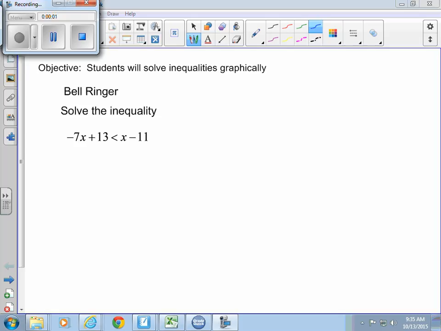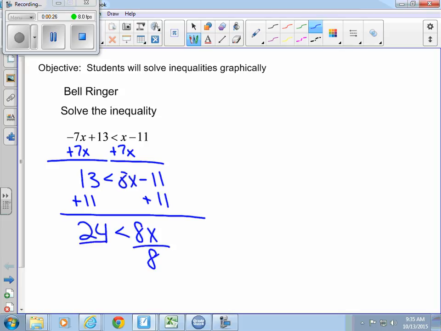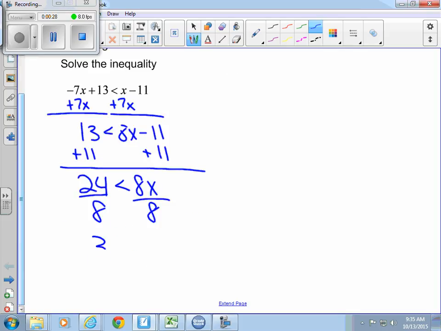Bell ringer, we're going to get last night's homework, right? We're going to get all the x's on one side. And so that's what we did yesterday. Today we're going to learn how to do this graphically.